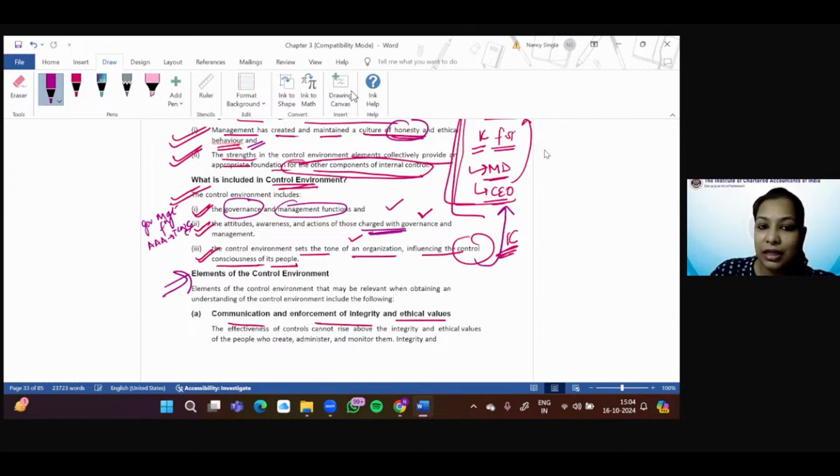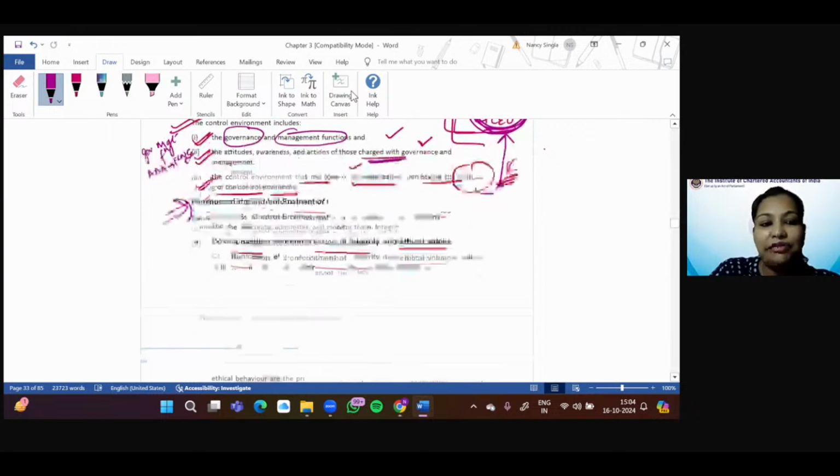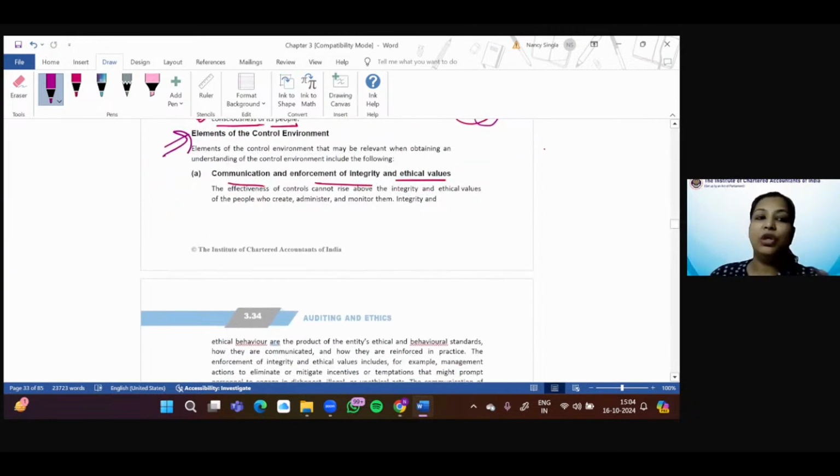The attitude of these persons determines the control environment. And accordingly, control consciousness of the people means whether they are going to abide by the internal control, whether they will follow the internal control or not, right? Is it clear? Now, the various elements of a control environment are, first, communication and enforcement of integrity and ethical values.